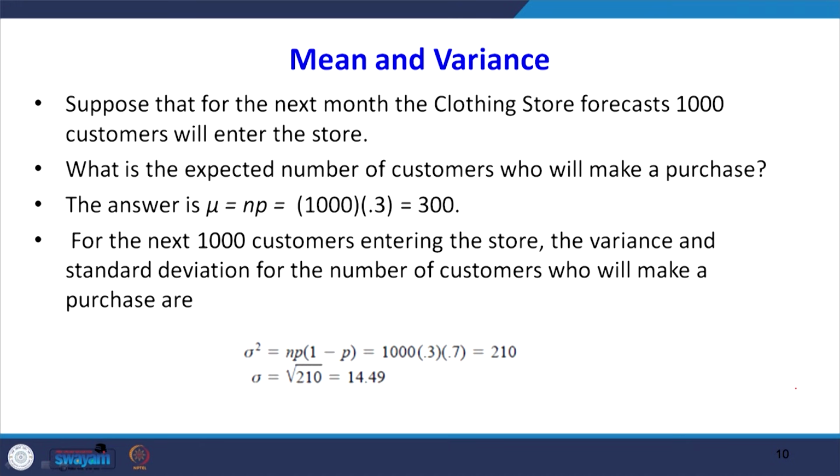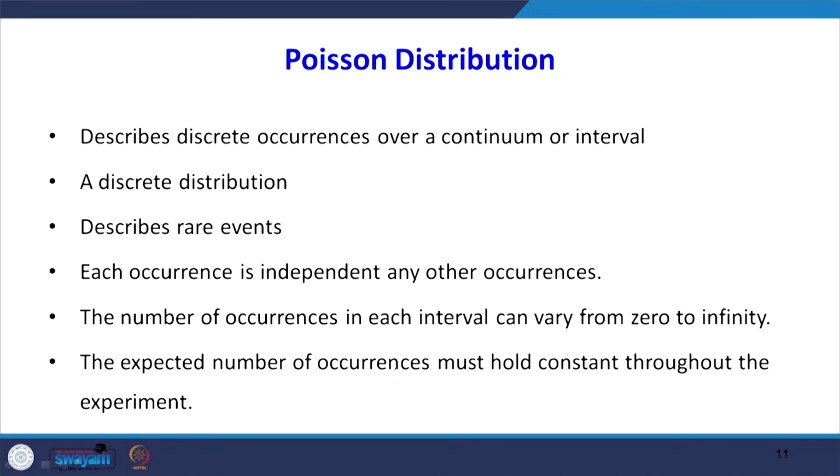For the next 1000 customers entering the store, the variance and standard deviation of the number of customers who will make a purchase can be found using npq. So, n is given, p is given, 1 minus p is 0.7, and the variance is 210. The standard deviation is 14.49. Then we will go to the next distribution, the Poisson distribution.